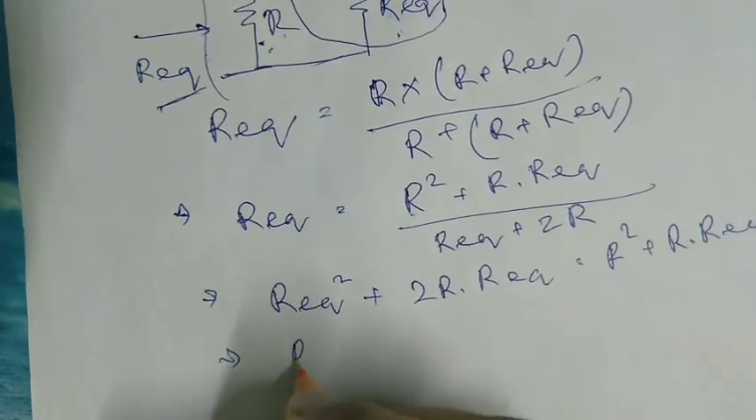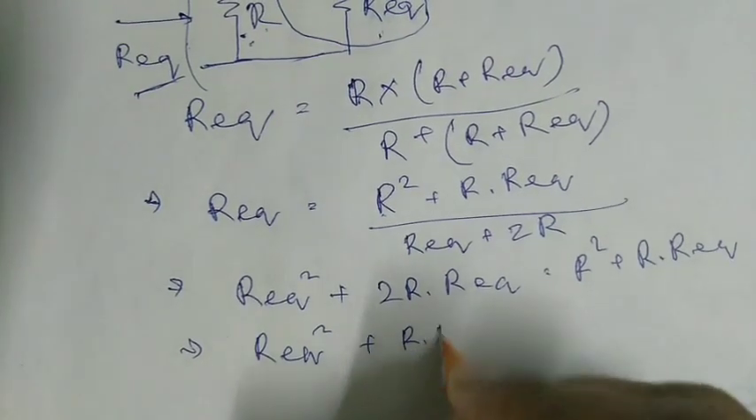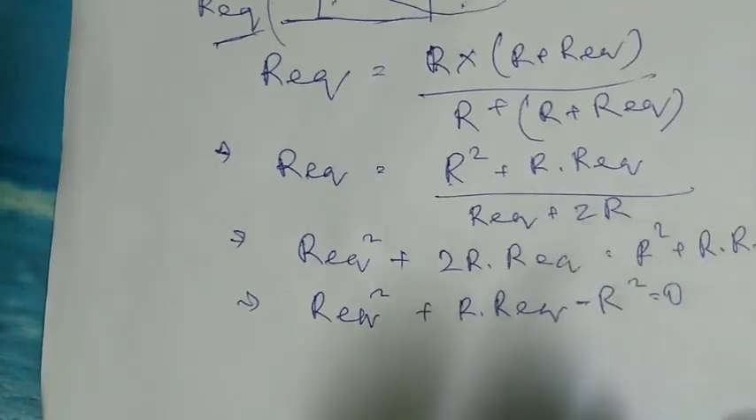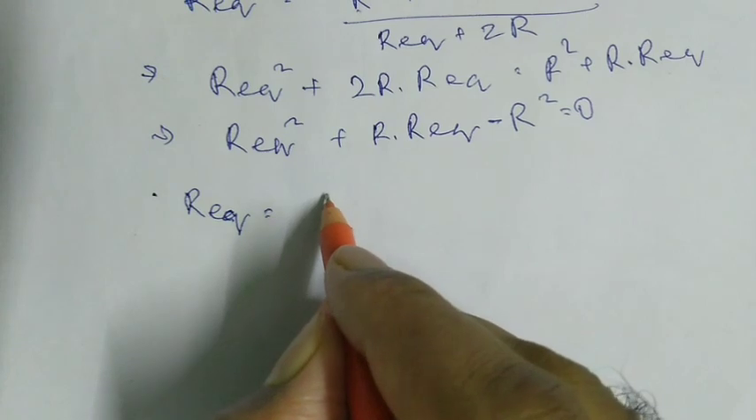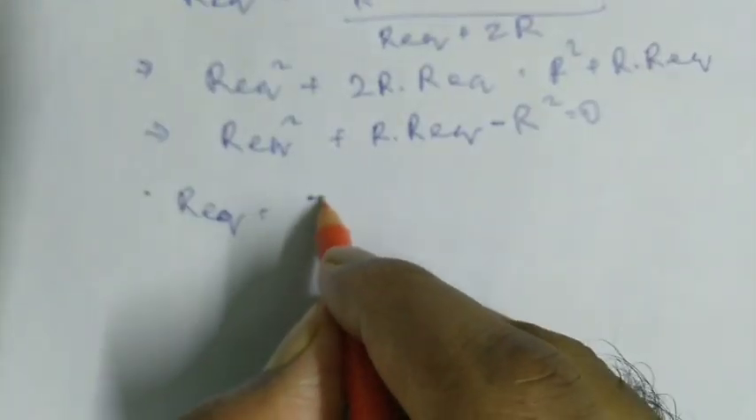So what's the value? Req square plus R multiplied by Req minus R square equal to 0. Now solve this. This is a quadratic equation, so solve this by using the formula.